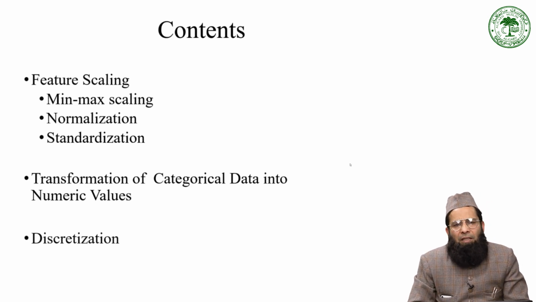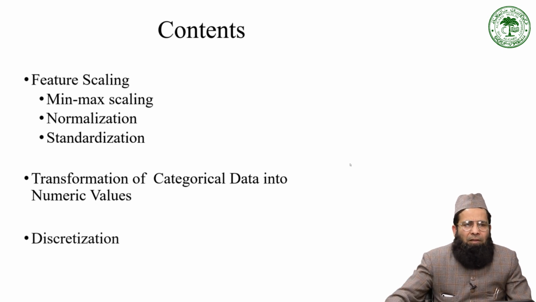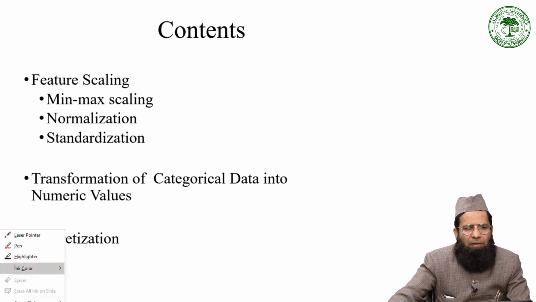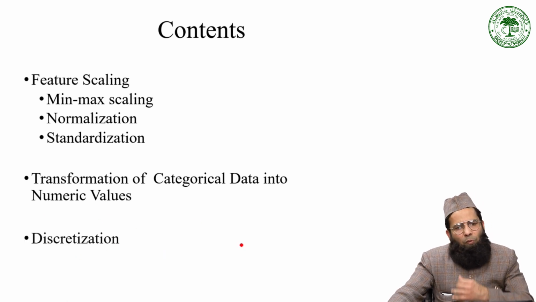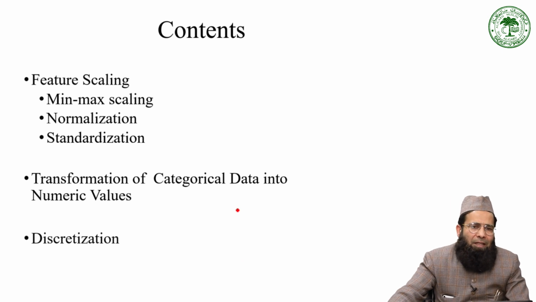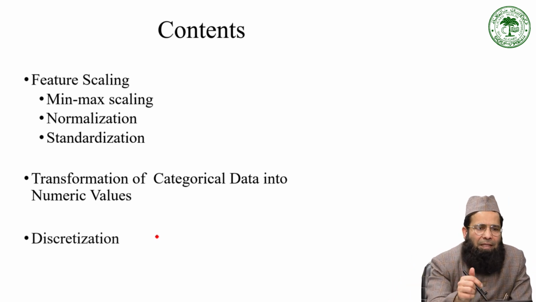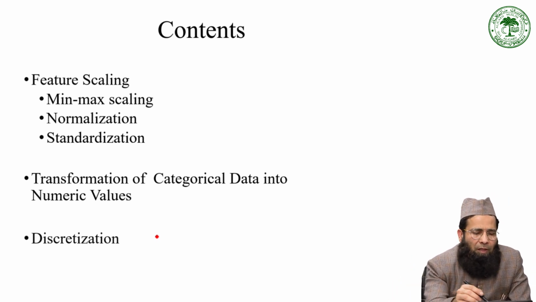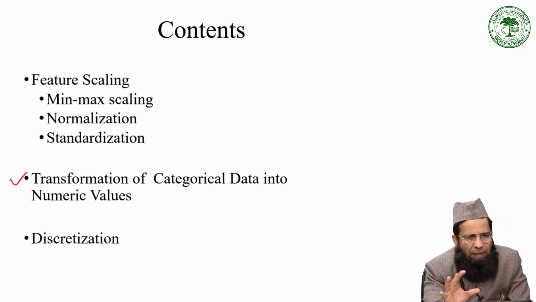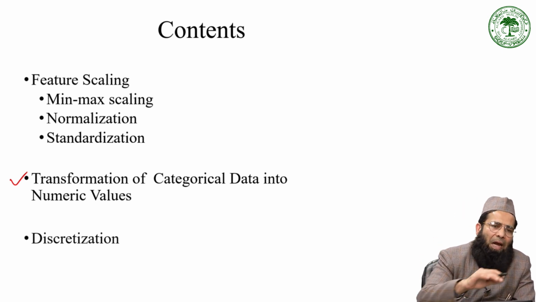In the current class, we will discuss feature scaling, where we will see min max scaling, normalization and standardization. Then we will move on to discuss transformation of categorical data into numeric values. And the third topic that we will discuss is discretization, which is actually the inverse of this transformation of categorical data into numeric values. So, in discretization, we are converting numeric values into categorical data.